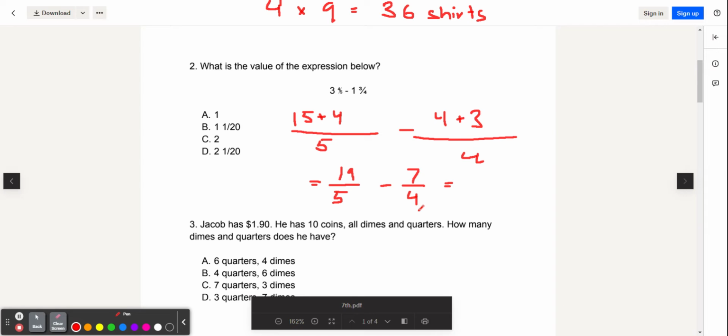which is 20. If that doesn't come to you instantly, you can write out the multiples: 5, 10, 15, 20, and so on. And then we have 4, 8, 12, 16, 20. 20 is the least common multiple. 5 times 4 is 20, so we multiply top and bottom by 4.